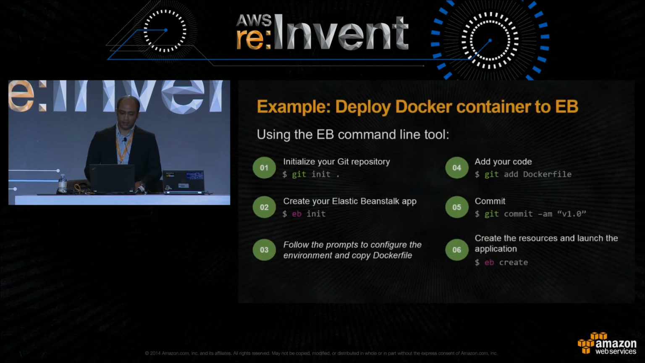And again, this looks very similar to the previous slide that we had, but how do you deploy a Docker container to Elastic Beanstalk? Simple. Do a git init on your repository so that you have it under source control. Do an eb init. Follow the prompts, copy your Docker file into the folder, git add the Docker file, git commit, and do eb create. Eb create automatically deploys what's in the folder. So there you go. Basically, it's that simple to deploy a Docker file to Elastic Beanstalk and have it up and running.